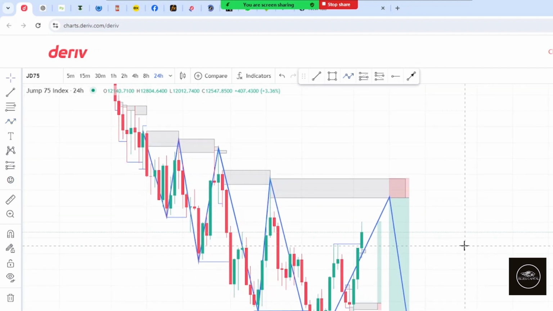Since the market is creating a bearish trend, bearish moves that are breaking the lows and respecting the highs, since the market is bearish, what are we going to be looking for? Supply zones. That's it. We are going to be watching out for supply zones. So moving down to the lower time frame, which is 8 hours.